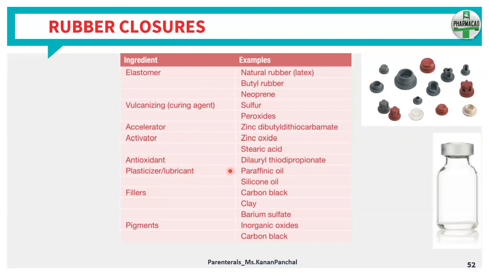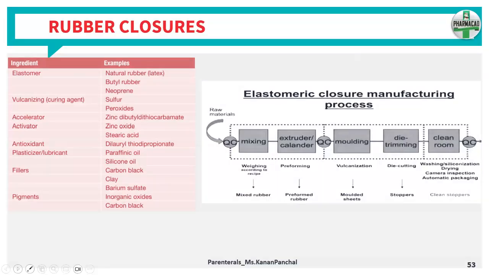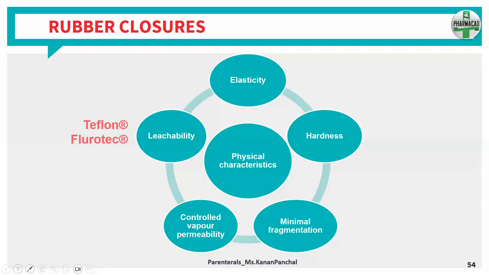Plasticizer and lubricant, it's like a coating which is done to your rubber stoppers for them to easily slide on the filling lines and all of that. Fillers and pigments, all of these things are there. Theek hai? And these are some characteristics. Fine. Rubber stoppers mein leachability prevent karni hoti hai. So tabhi usko further Teflon ya Fluorotec se coat kiya jata hai. So these days coated wale hi use kiya jata hai rubber stopper.